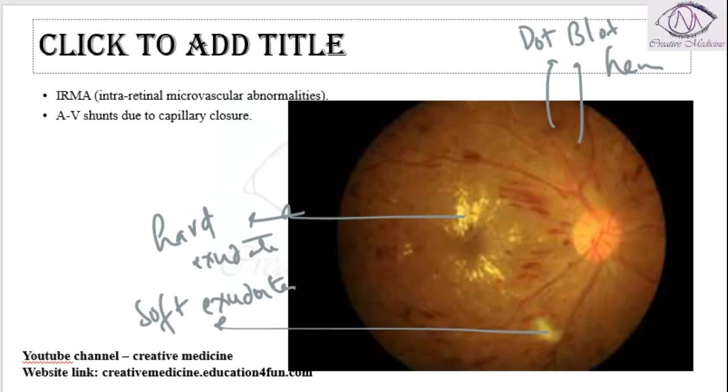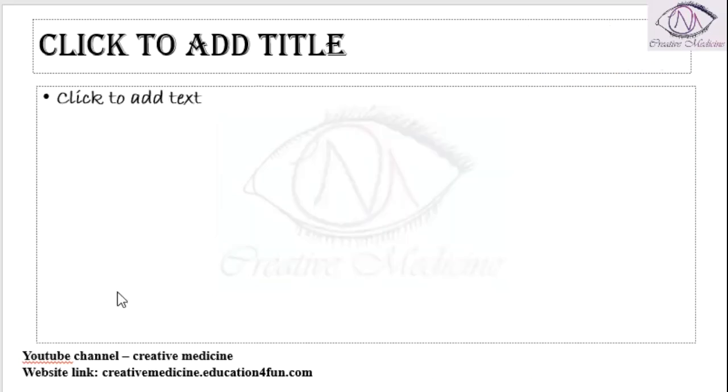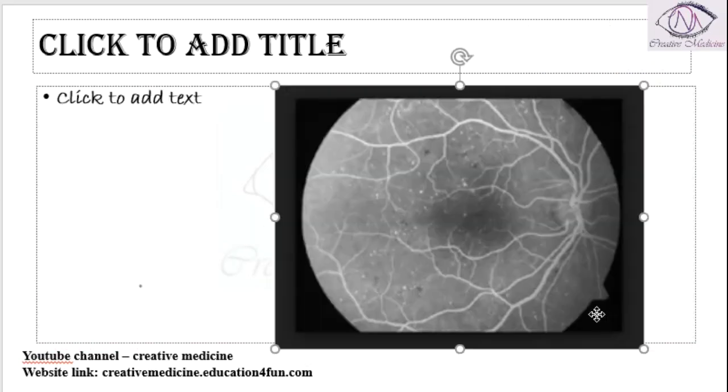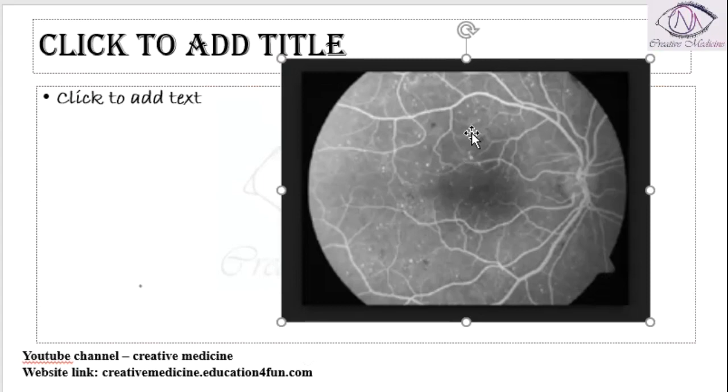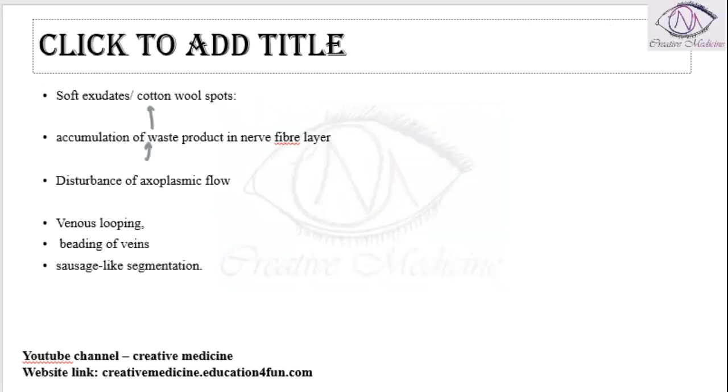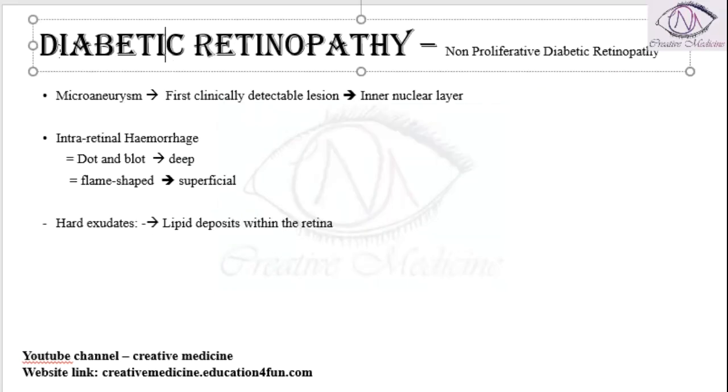And microaneurysms, you can see in this picture. Here are many dots which are seen; these dots are actually microaneurysms. So these are microaneurysms seen in this picture. Okay, so this is non-proliferative diabetic retinopathy.